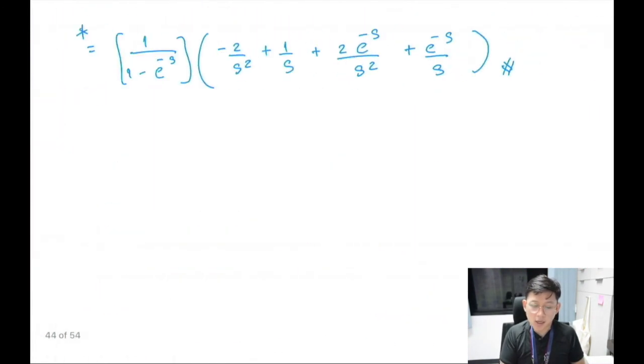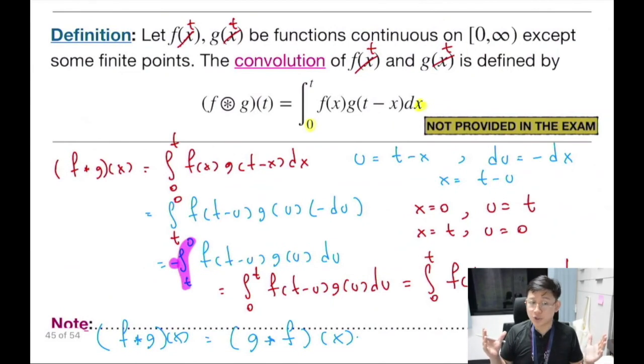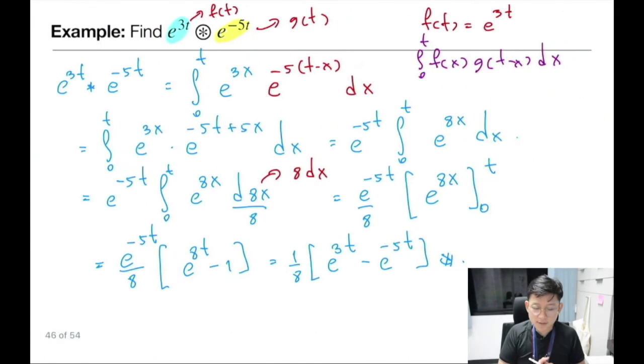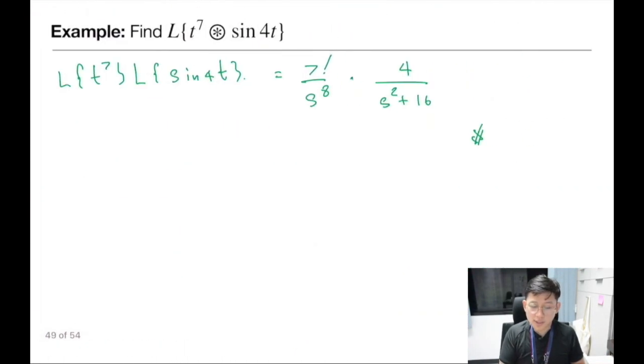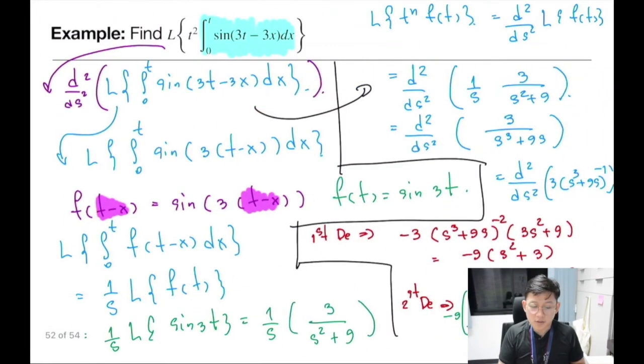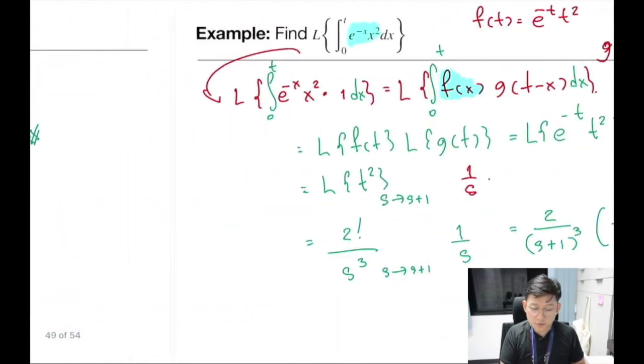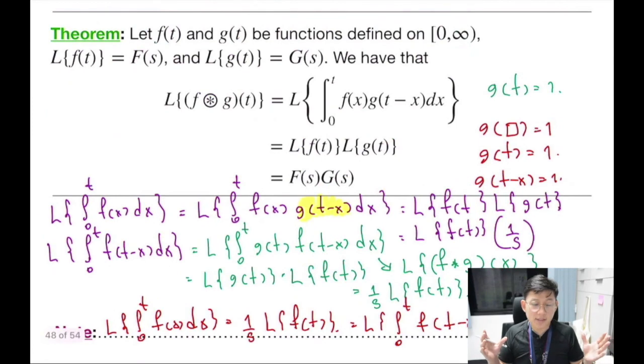Next, we look at the convolution. Okay, first is the definition. Convolution of f and g is the integral of f(x) g(t minus x) dx from 0 to t. As simple as that. Okay. After that, we look at the Laplace transform of the convolution of f and g, and that is simple, right?